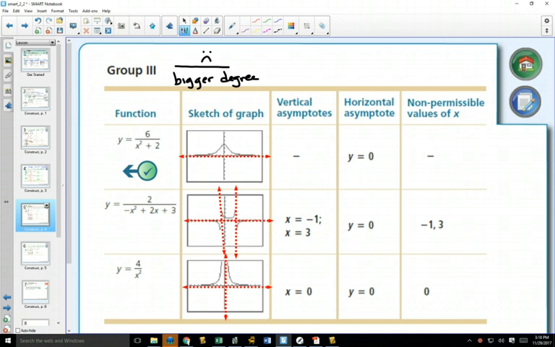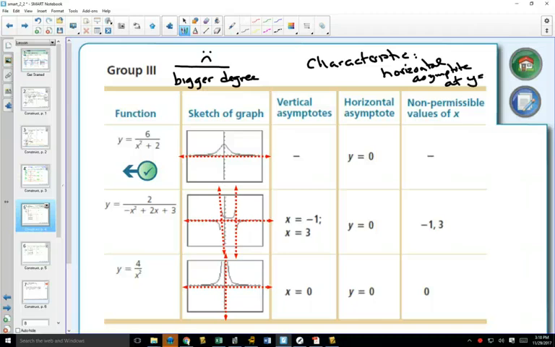So, what is a characteristic whenever you have a bigger degree on the bottom? You have a horizontal asymptote, and it's always at y equals 0.